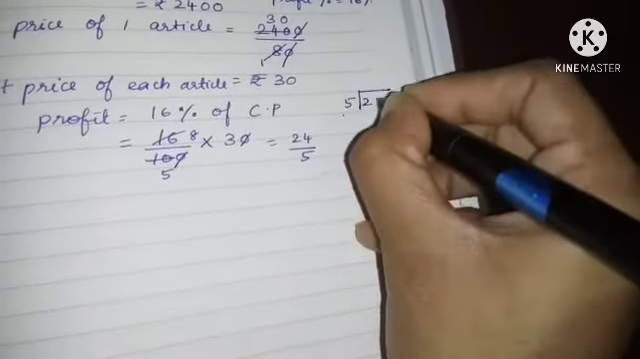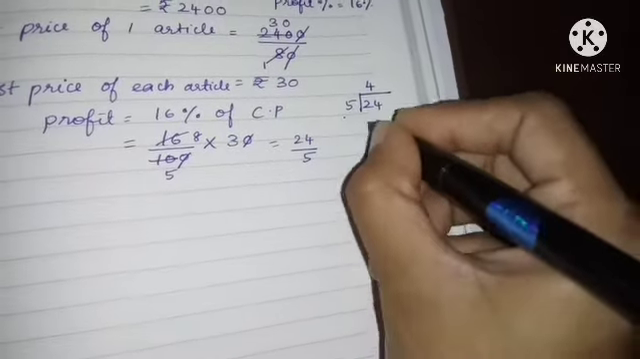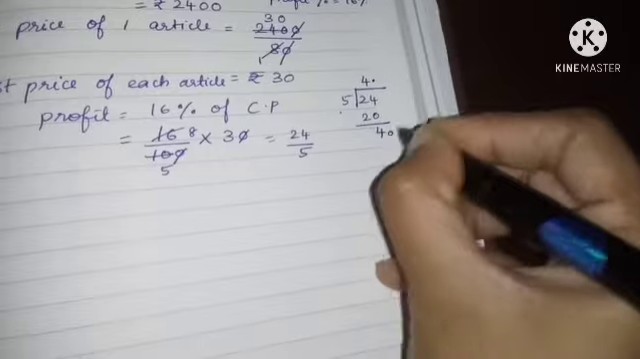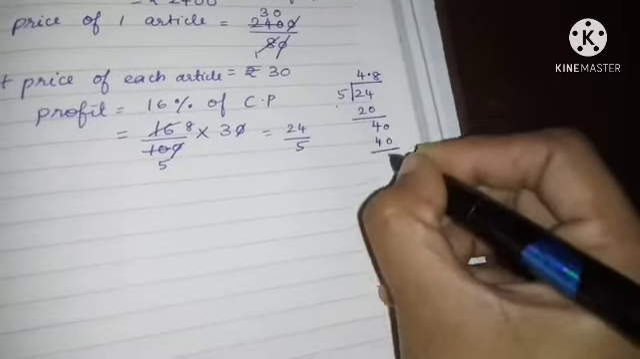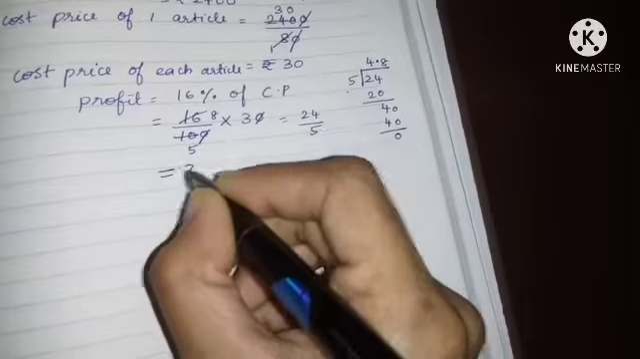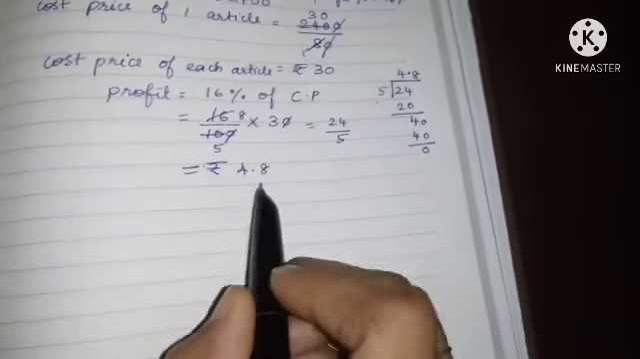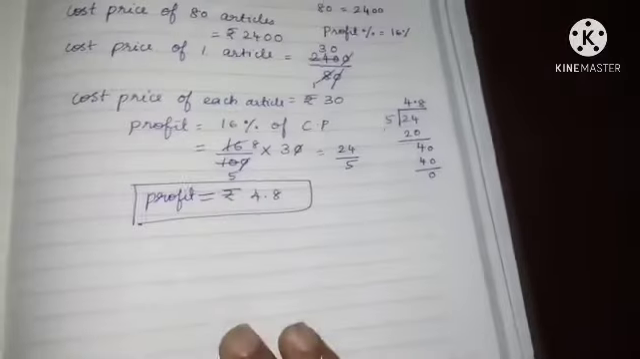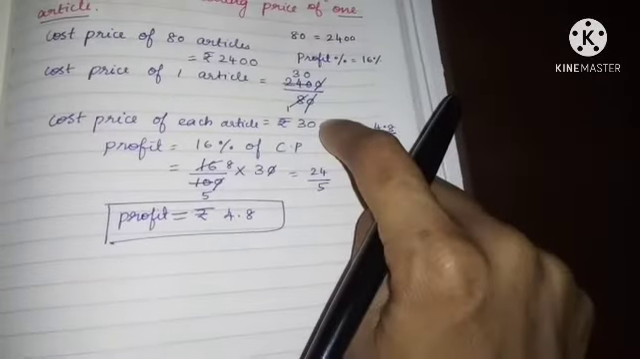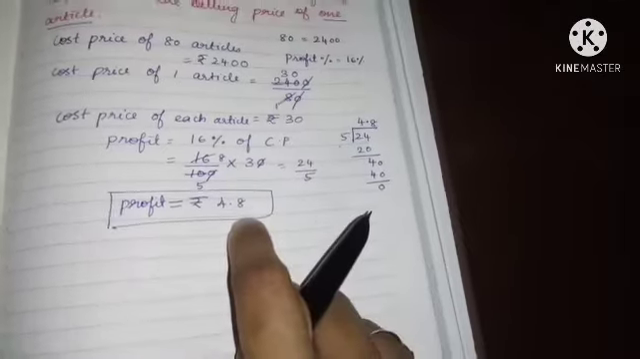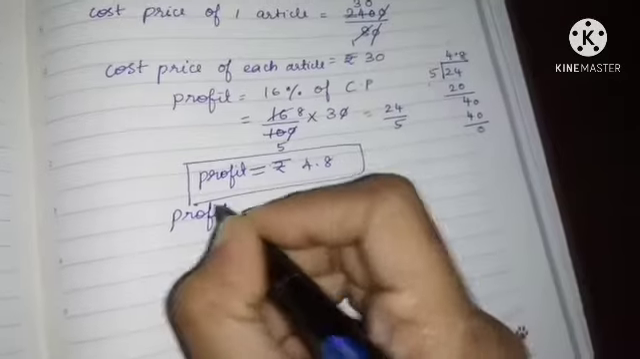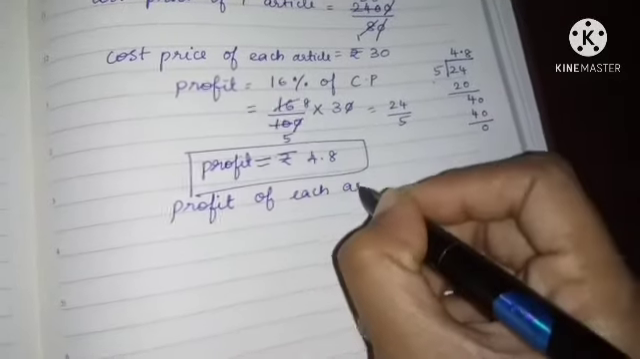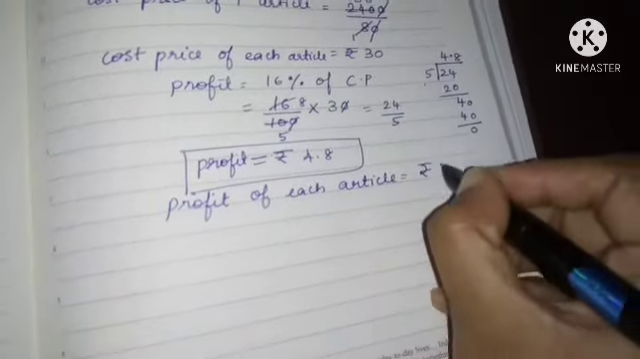I am dividing it. 5 fours are 20. Remainder 4. Point zero. 8 fives are 40. So what is your profit? Profit is rupees 4.8. Don't forget to put rupees, because we are dealing with an amount. So the profit of each article is rupees 4.8.